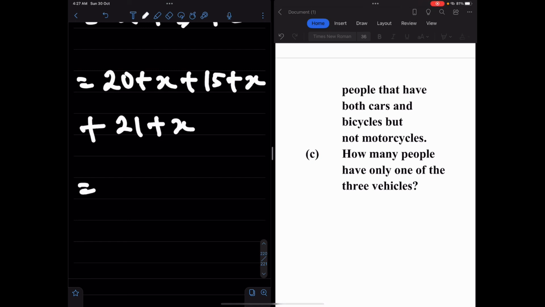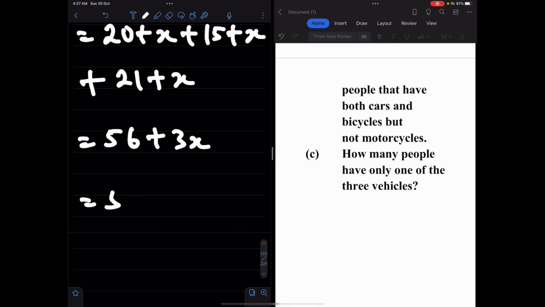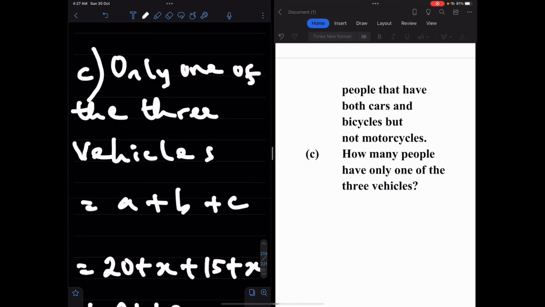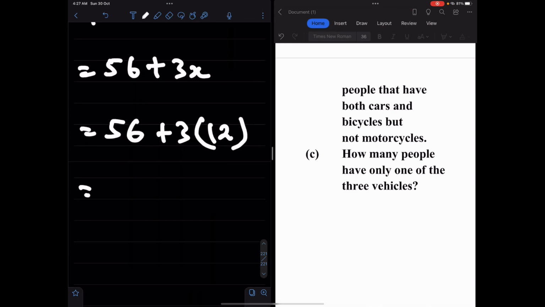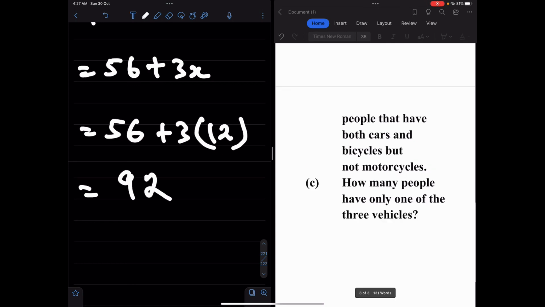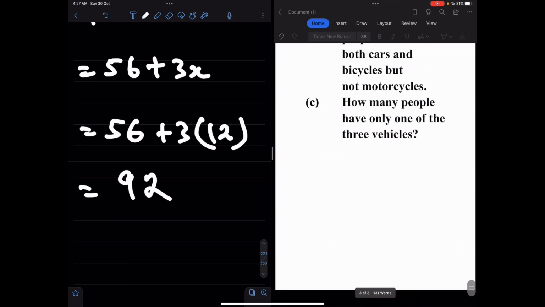And that's simply the same as 20 plus 15 is 35, plus 21 is 56, plus x plus x plus x is 3x, and that simply means 56 plus 3 times 12, since x is 12. So that's the same as 56 plus 36, which is 92. Is that correct? 36 plus 56. Yes, that's 92. And that answers the question very simply.